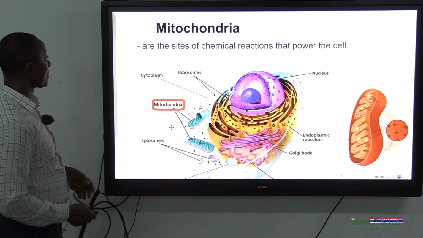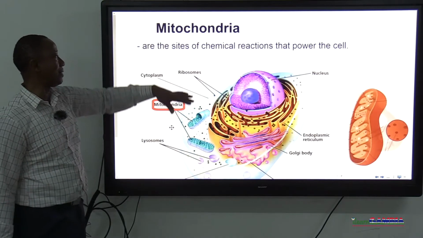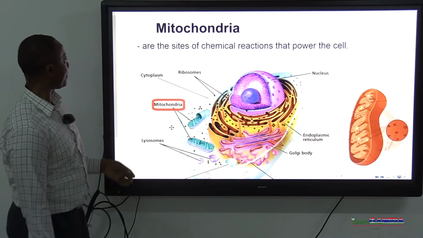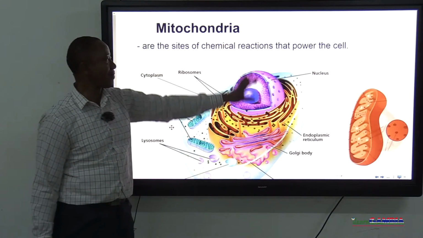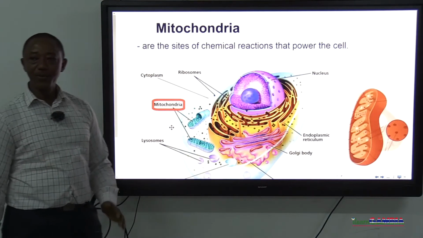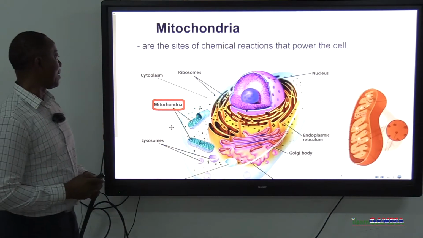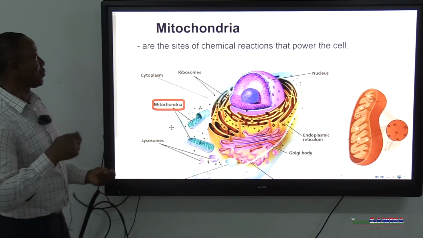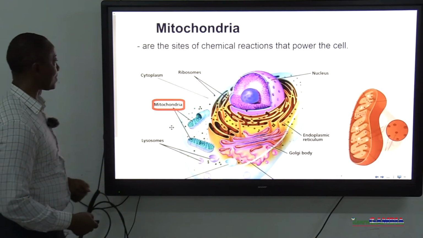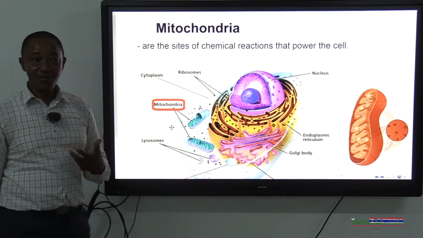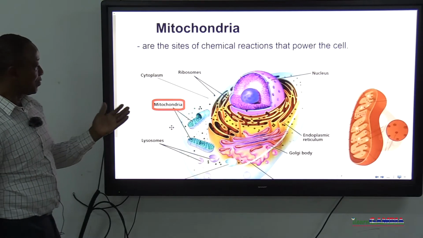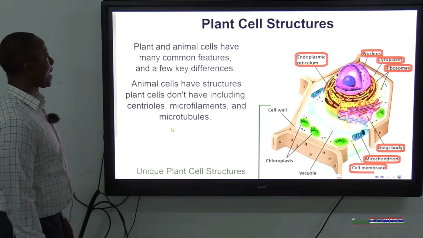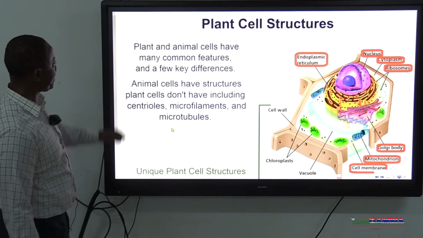And mitochondria, you might have heard a lot about this, because it is taught even at the lower grade 4, 5 level. Simply, we say they are the sites of chemical reaction that power the cell. They're popularly known as the powerhouse of the cell. These are the mitochondria, and like we said, their function is to produce energy by carrying out respiration. The respiration we're describing, that is the breakdown of food using oxygen so that energy is released, takes place in the mitochondria.